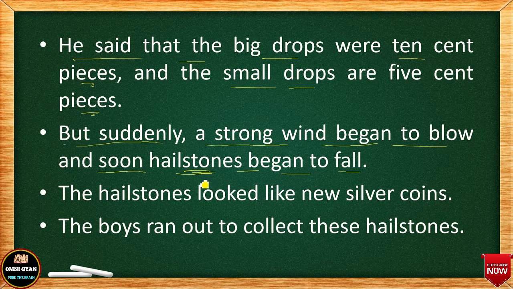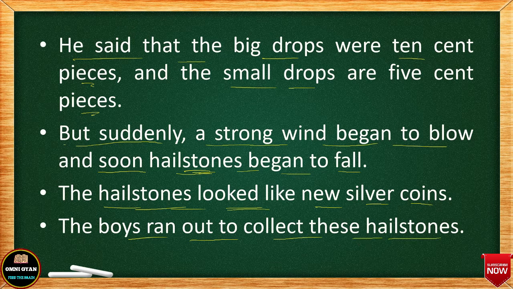Now this was not a good sign, and the hailstones, according to your book, according to the story, look like new silver coins. तो वो सिल्वर कलर के होते हैं, right, the hailstones. So those hailstones look like new silver coins. Okay, and the boys were very happy, like when there is rainfall and hailstones falling from the sky. Actually what we do, even I did during my childhood, my brother and I used to go outside and collect the hailstones. Okay, so the boys ran out to collect these hailstones.